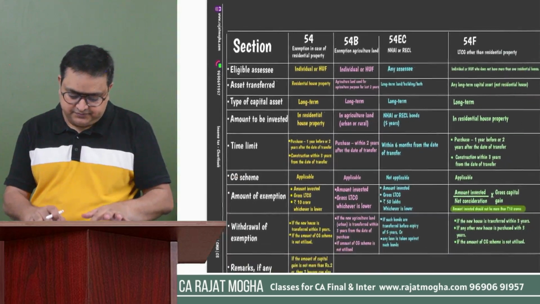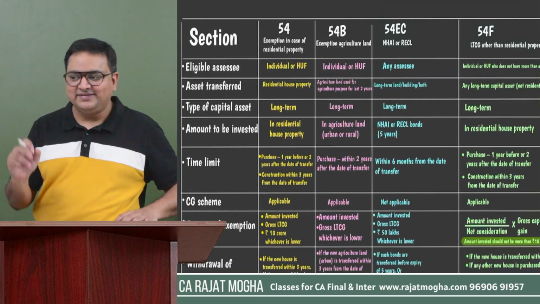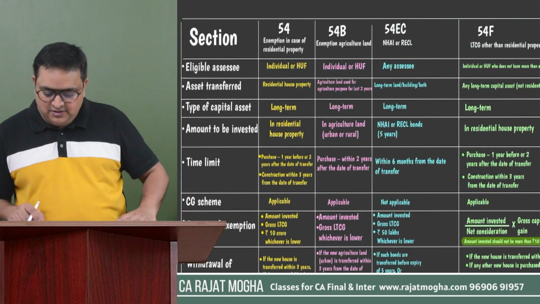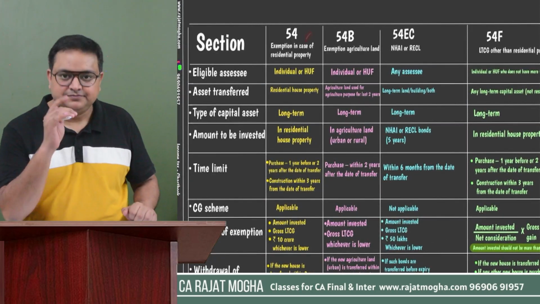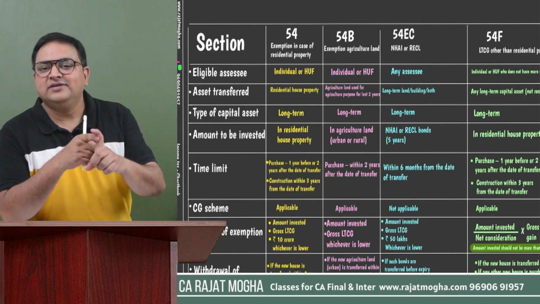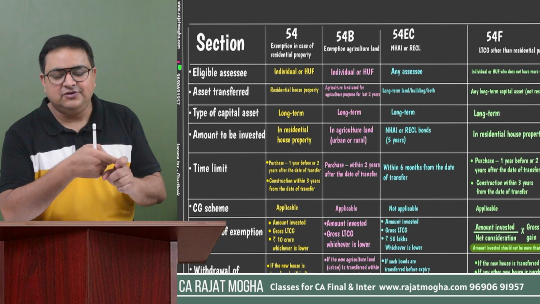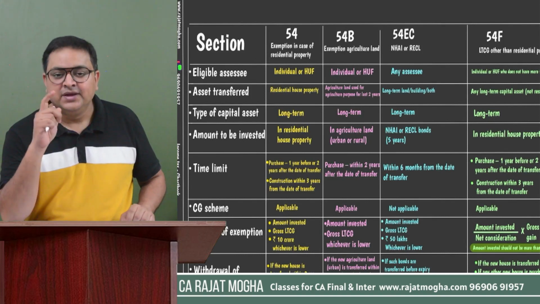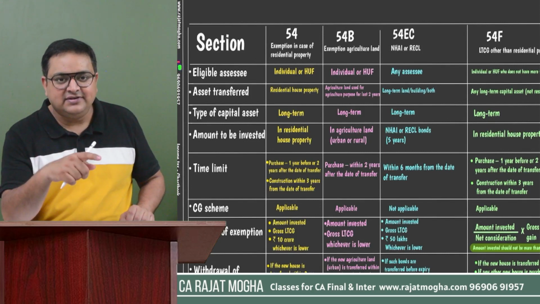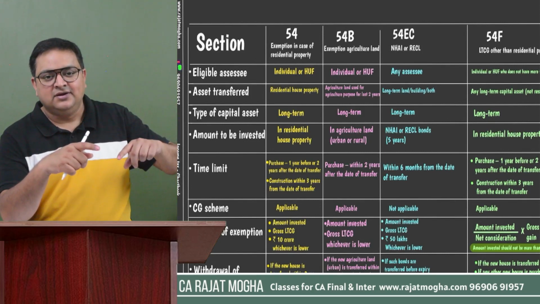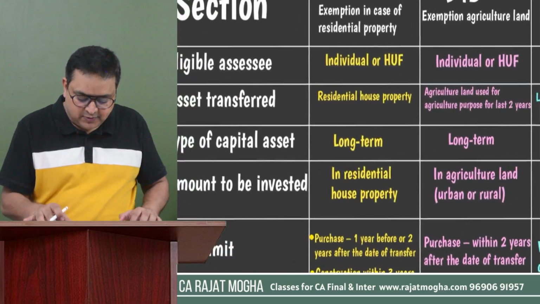Right. And now the last portion in capital gain is the section 54 series, the exemptions. Let me read it out for you. Section 54. First of all, section 54 is the exemption which is available only for individual or HUF. Only individual and HUF can claim this exemption if they have transferred their residential house, and if they have purchased or constructed a new residential house, they can claim this exemption, right? What is the time period allowed?